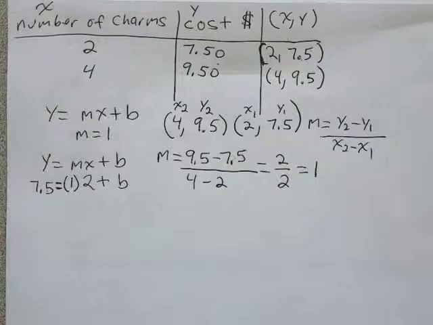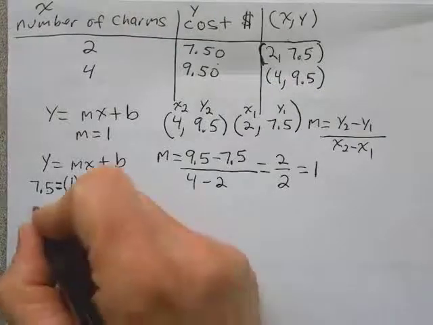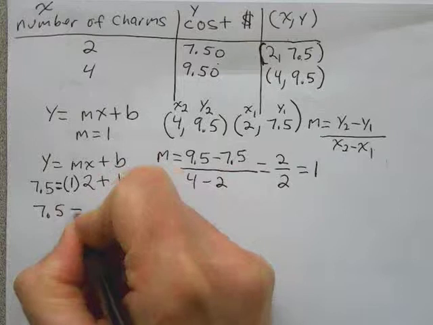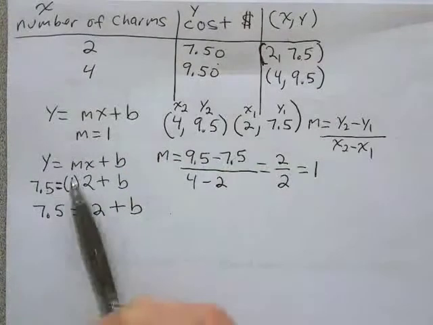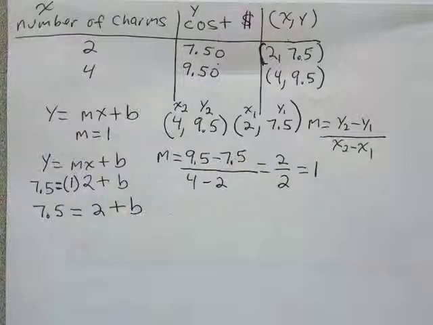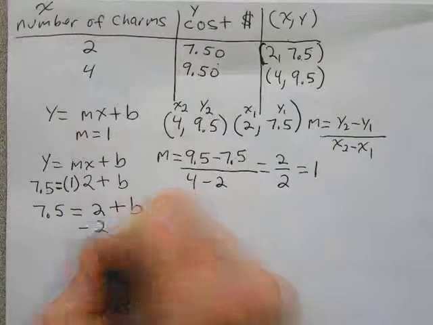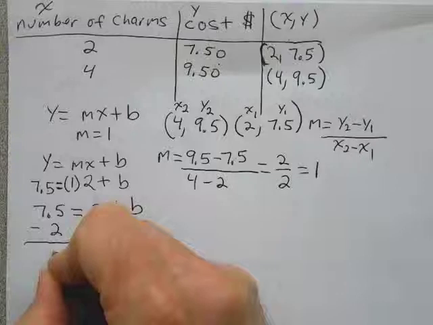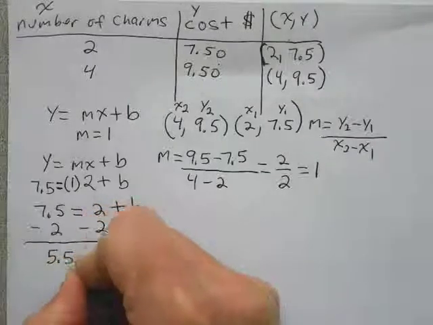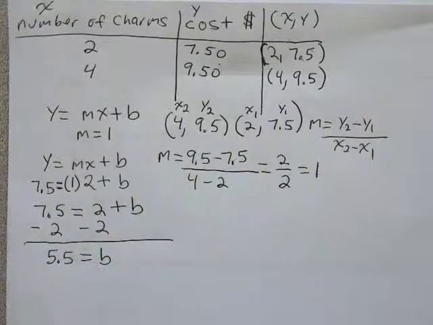And now I'm going to solve this. So 7.5 equals 2 plus b. All right, 1 multiplied by 2 is 2. I've got a one-step algebra equation. Subtracting 2 from both sides, I find that 5.5 equals b. And now I've got the entire equation. I've got b.